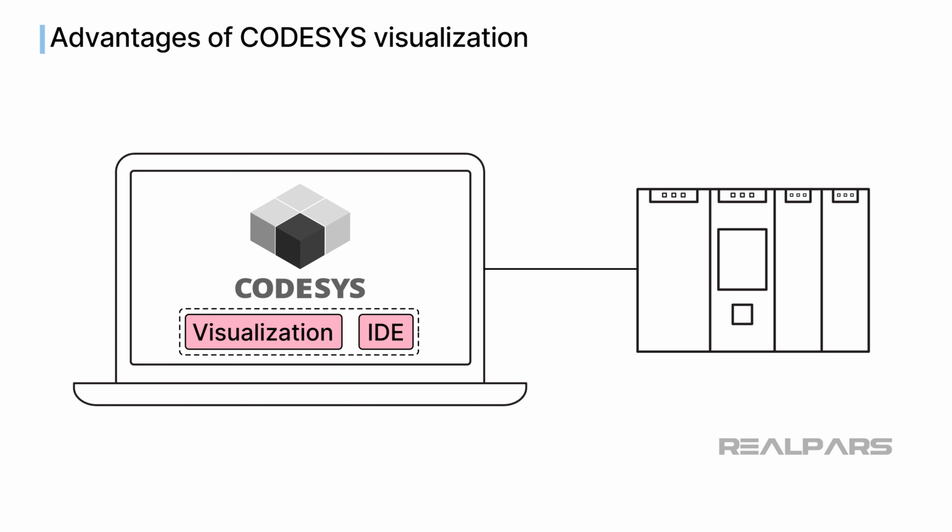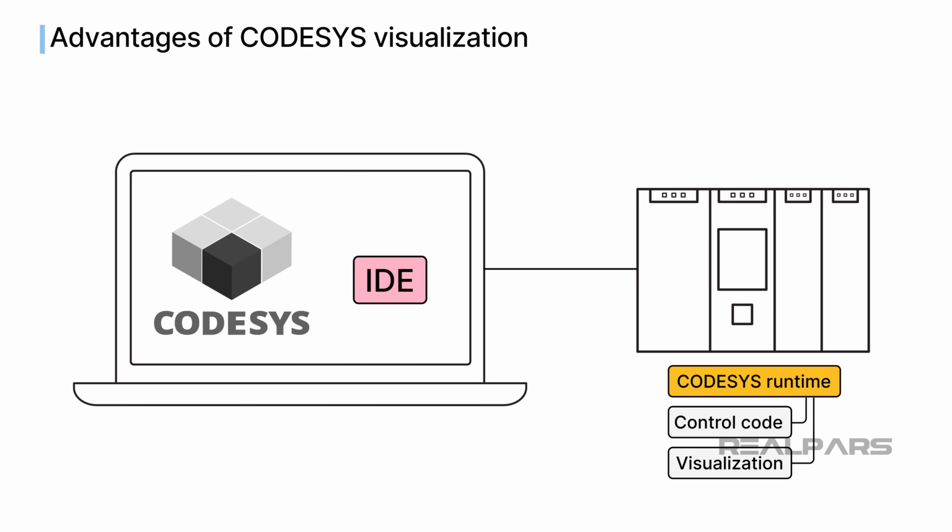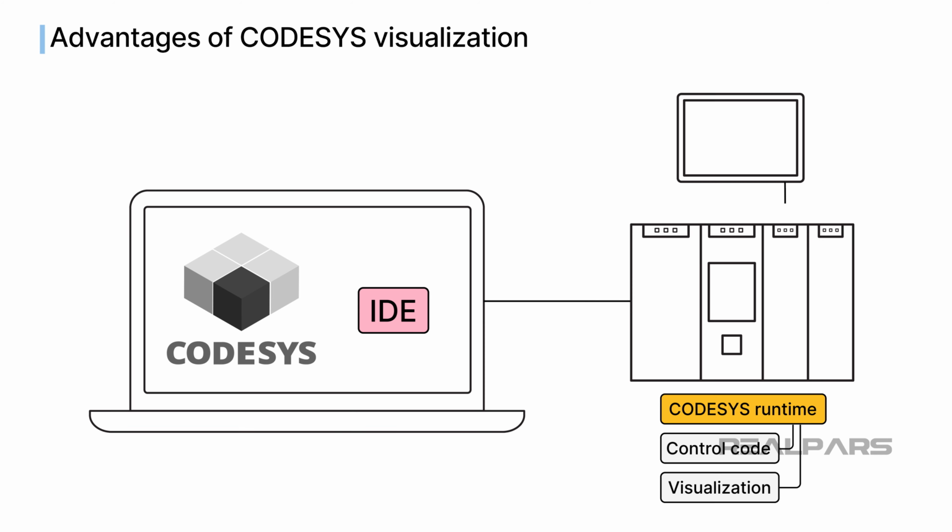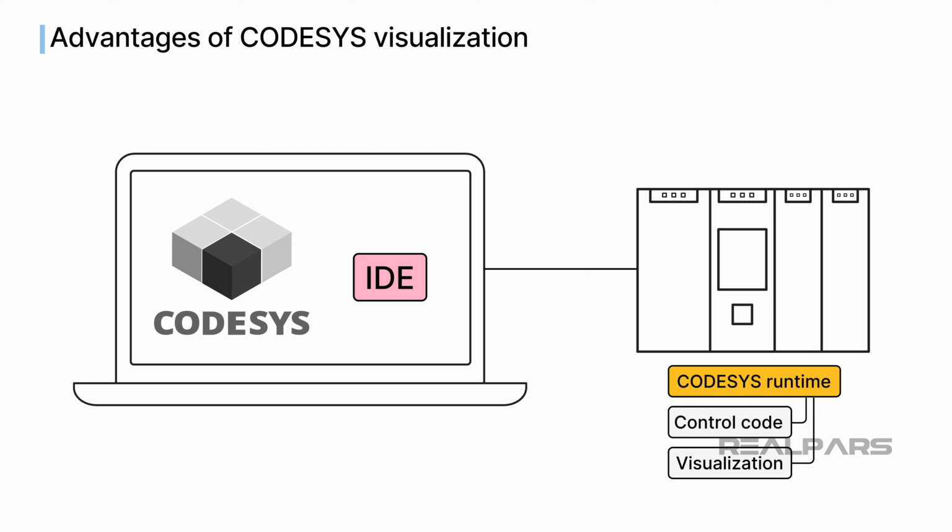The second advantage is that a CODESYS visualization can run on the same runtime as a control application. Since the same CODESYS runtime runs the control application and the visualization, the use of dedicated visualization hardware is an option and not a requirement. As we all know, removing the cost of visualization hardware can make a huge difference in budget-critical projects.